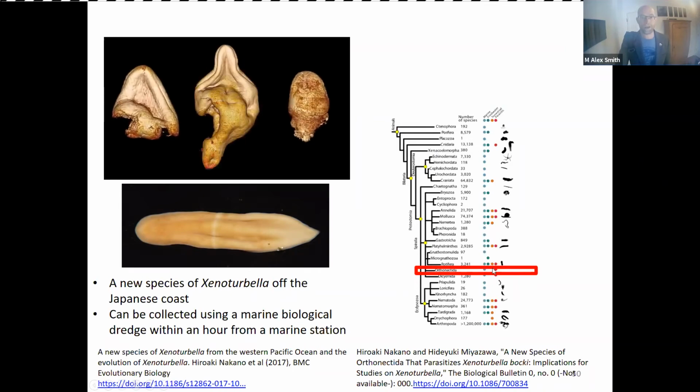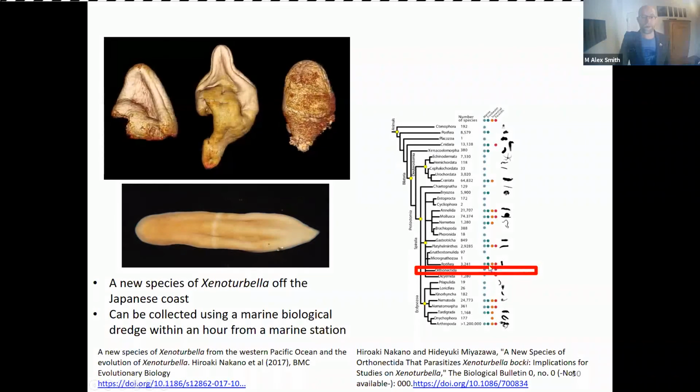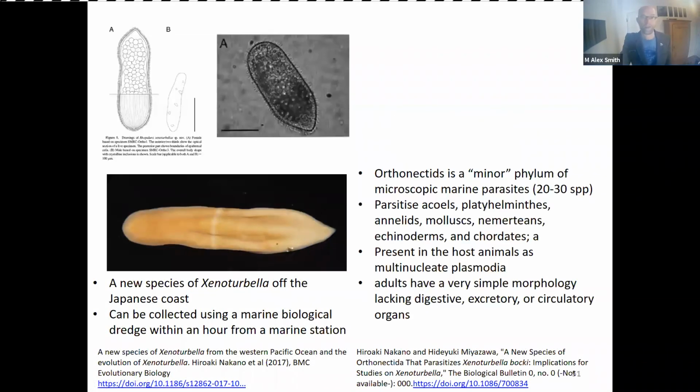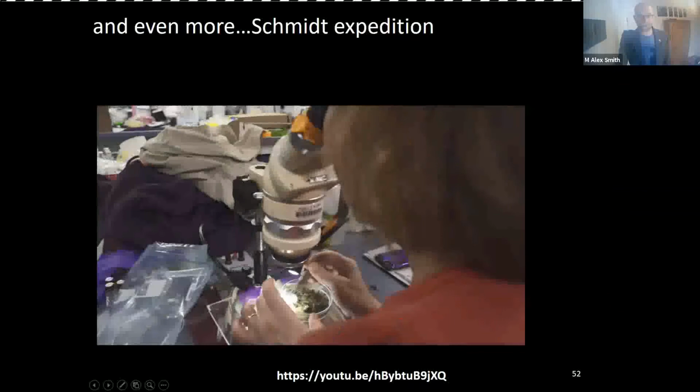And orthonectids are a group of spiralians that we actually spend very little time with. They're parasitic, they're not diverse, and this is what they look like as they parasitize Xenotrebella. It's a minor phylum of microscopic marine parasites that parasitize acoels, platyhelminth worms, soft things that live in the ocean. It's present in the host animal in multinucleate plasmodia, and it's a very simple morphological system. So discoveries are stacked on discoveries, and we're not done.